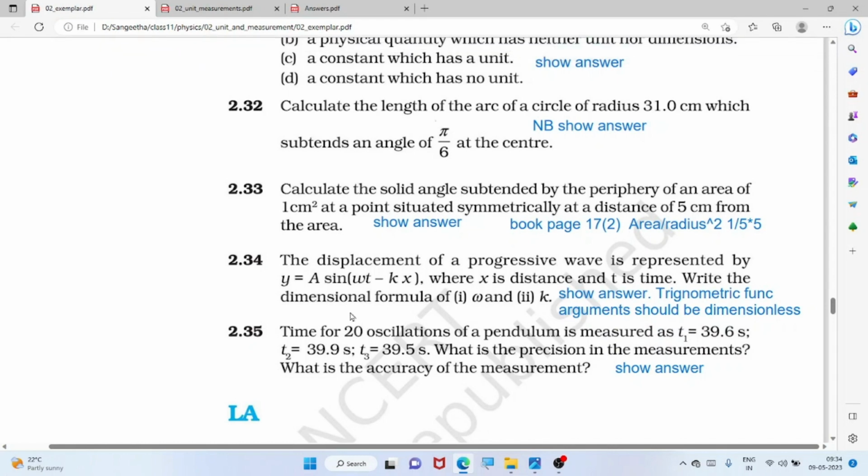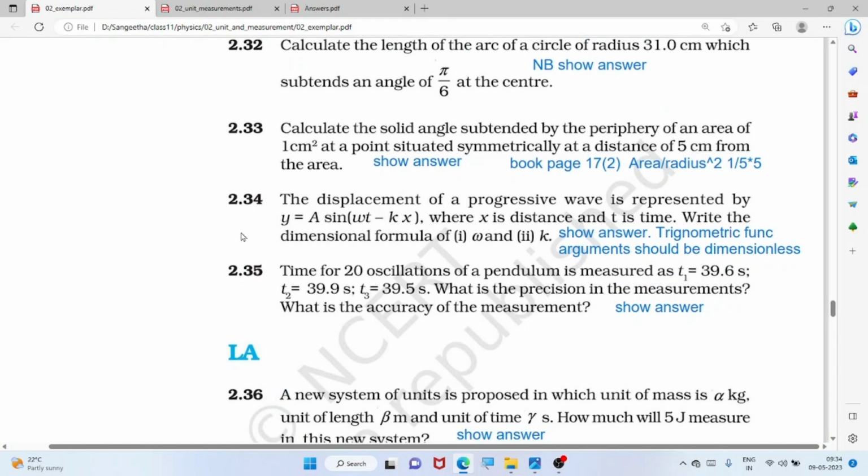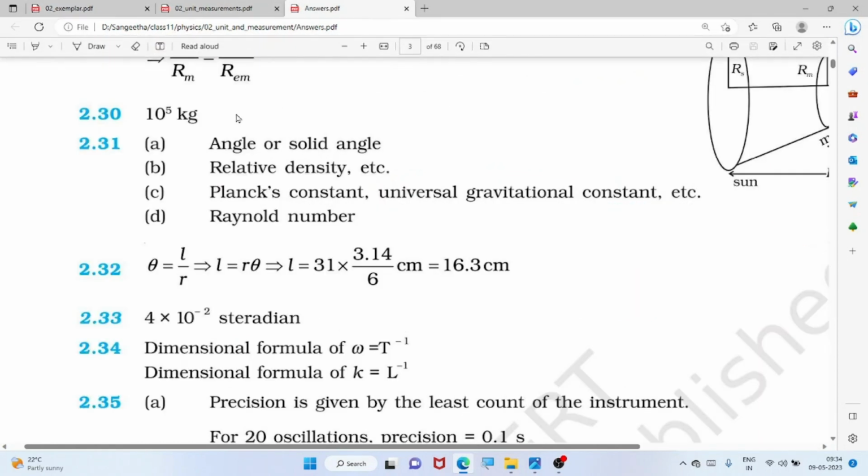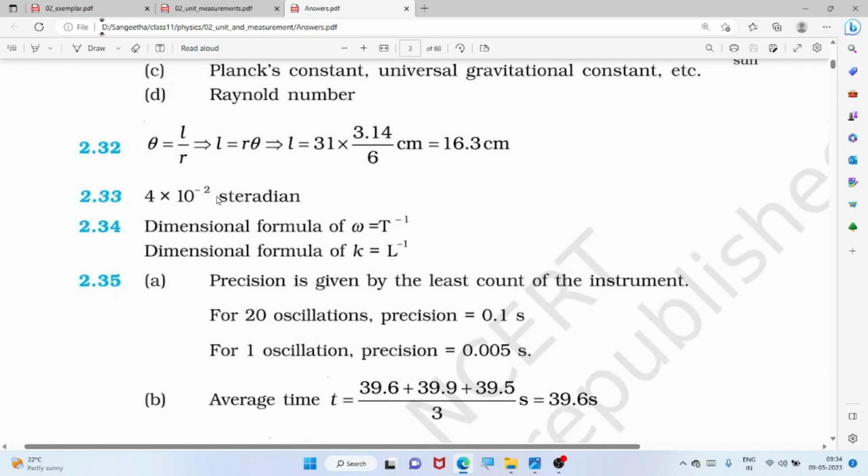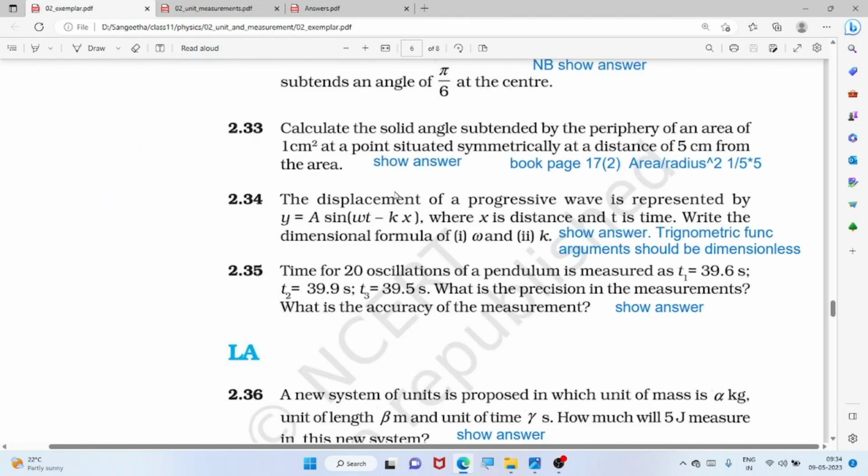Calculate the solid angle subtended by the perimeter of the radius of 1 centimeter square at a point situated symmetrically at a distance of 5 centimeter from the area. Area divided by the radius square. Page 2, so the answer 33. 33, this much is coming. Book page 2.